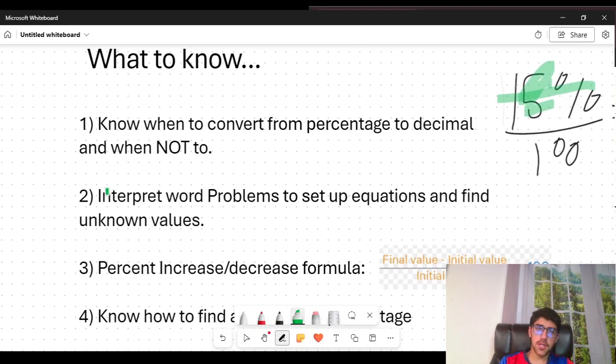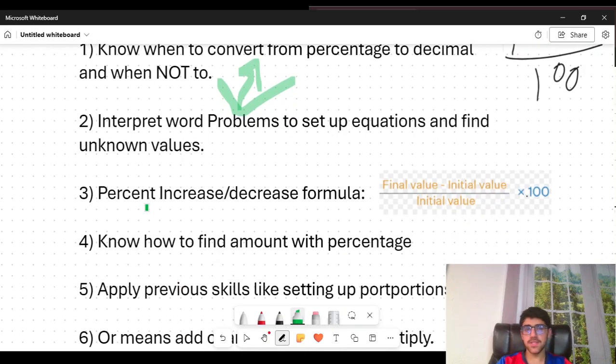So another thing is to interpret word problems. These go hand in hand. To know when to convert from percentage to decimal, you need to be able to interpret what the word problem wants from you, and that can help with setting up equations, which then you will probably be prompted to find unknown values. And then something that helps also is the percent increase/decrease formula. So it's the final value minus the initial value, all divided by the initial value, times 100. That will show up on maybe one or two questions, but it is good to know.